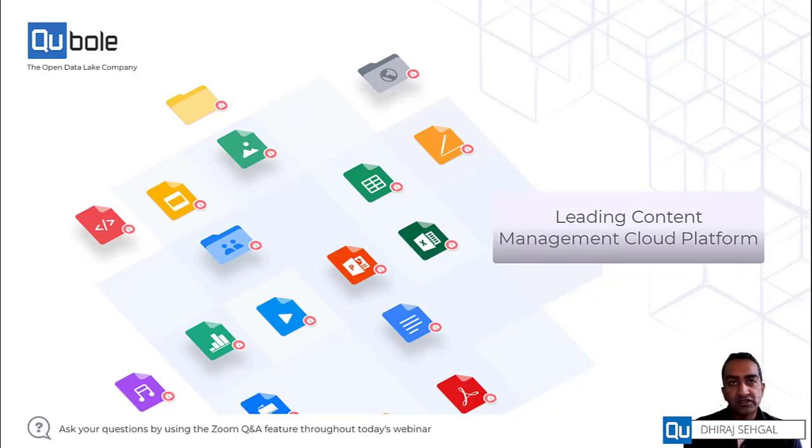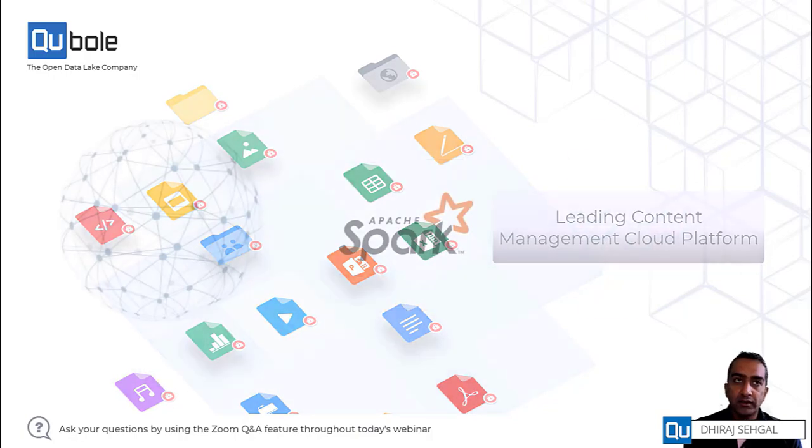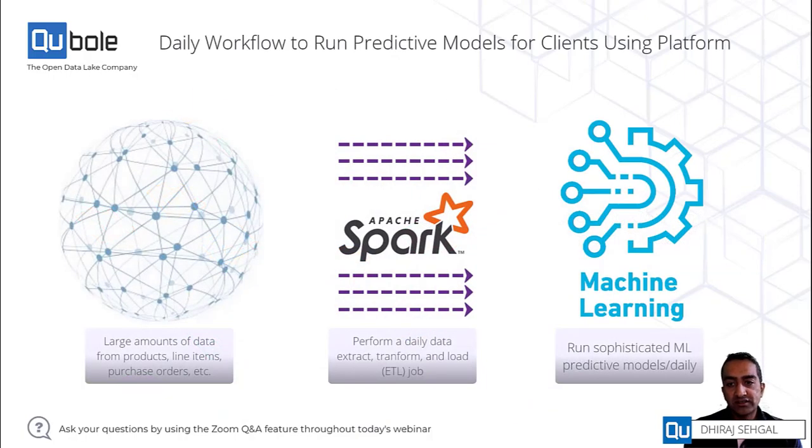Before we go into the steps they took, let's walk you through their workflow scenario. So here what you see is the daily workflow they have to run predictive models for their clients who are using their content management platform.